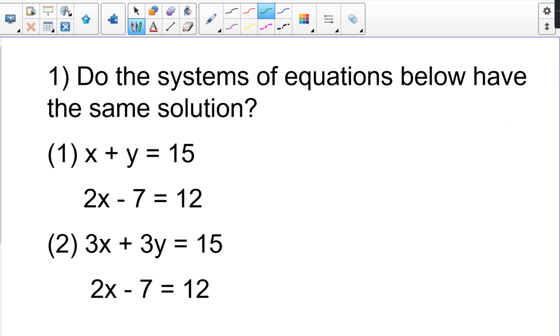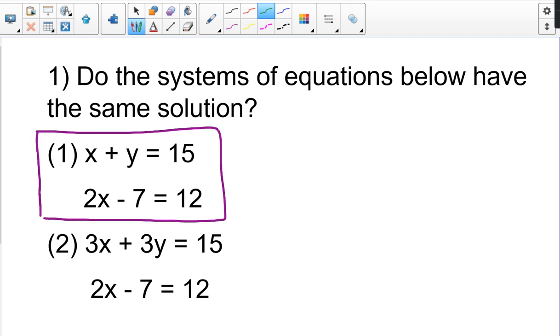Number one, x plus y equals 15 and 2x minus 7 equals 12. So that is one system because the system is two equations. Number two, 3x plus 3y equals 15 and 2x minus 7 equals 12. So that's another system. These two go together.